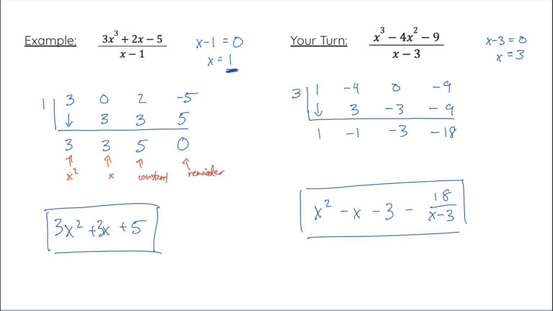In this one, we see the remainder is not 0. The way we write that is we take this remainder and divide by the original binomial that we're dividing by, and that's the final term. So in this case, we do have 4 terms. We have x squared minus x minus 3 minus the remainder, which is 18 over x minus 3.